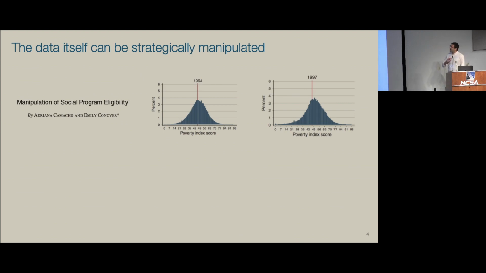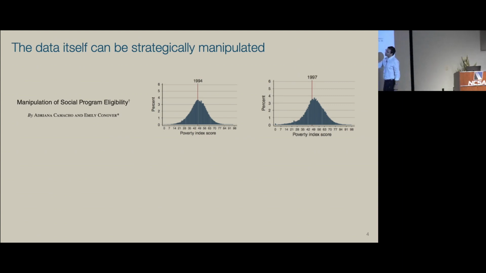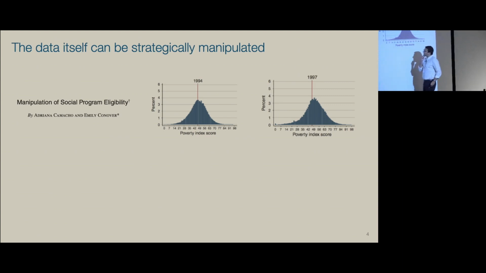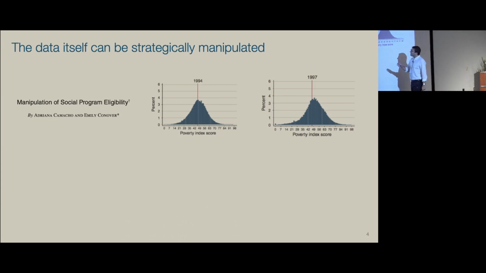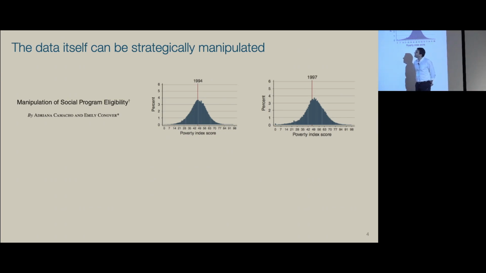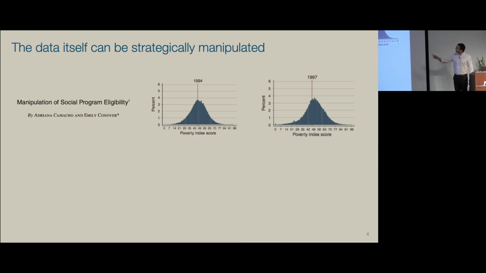The other negative example of what happens when machine learning is used in situations where people have something to gain from the outcome is that the data itself can be strategically manipulated. This is a study that was done, I think, in the early 2000s, which looked at giving subsidies based off of a poverty index score that they had calculated in Colombia. You could see in 1994, when they calculated this score for the population, it looks kind of Gaussian. The threshold for getting this subsidy was this red line, and they kept going with that.